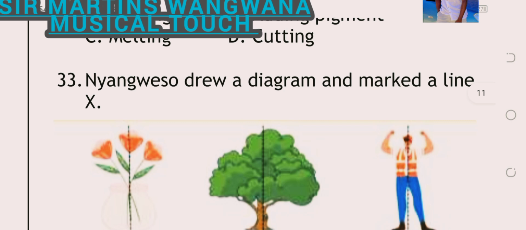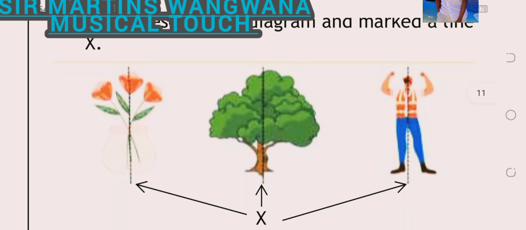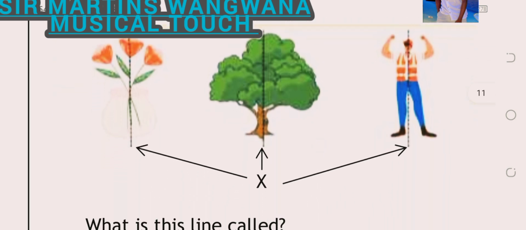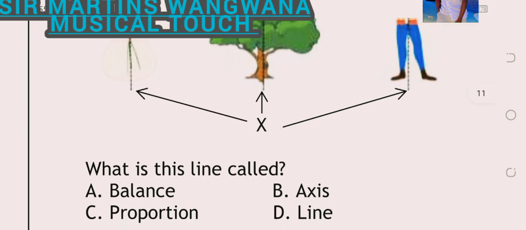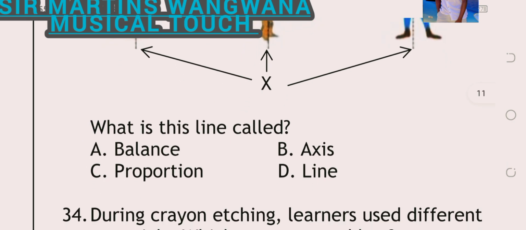Nyangweso drew a diagram and marked a line X, like this one you are seeing here. We have an X line. So what is this line called? Is it balance, axis, proportion, line? That one is an axis that separates the other line. You can confirm that about the line X, which is not also in the syllabus.